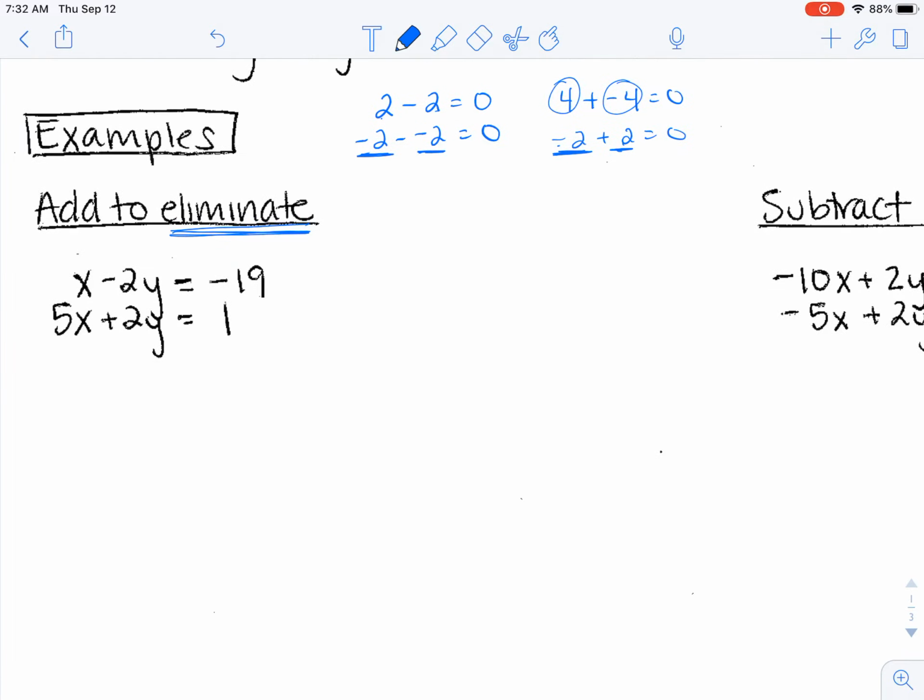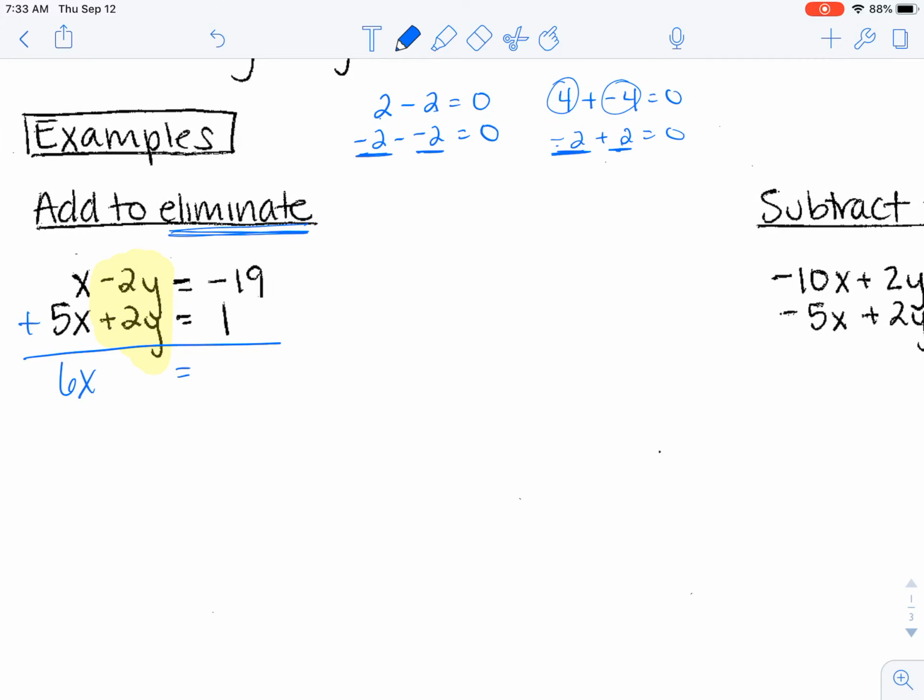All right, so when I look at this first example, it does look like I could do substitution because x is by itself, but this is another method that we can use. When looking at this, I noticed that my y's, one's positive 2, one's negative 2. So I can just simply add these two equations together. When you add them, we're adding like terms. So x plus 5x gives me 6x. These eliminate, so they're gone. Negative 2 plus 2 is 0, 0 times y is 0. And then negative 19 plus 1 gives me negative 18.